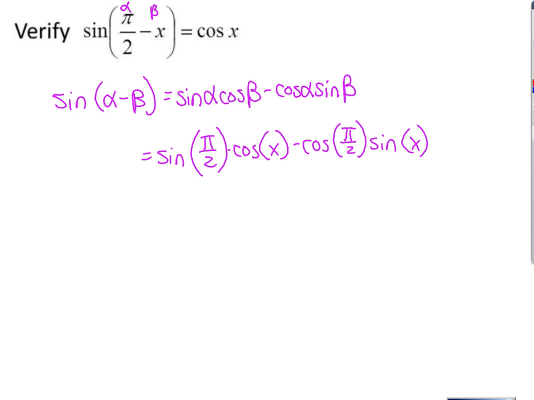Now remember, sine is your y-coordinate on your unit circle. So if we look at the y-coordinate at pi over 2, we will have 1. Cosine of x is just cosine x minus the cosine at pi over 2. The cosine is your x-coordinate, and the x-coordinate at pi over 2 is 0, times the sine of x. 0 times anything is 0. 1 times 1 is just the value itself. So this is equal to cosine of x, which is what we were trying to verify.